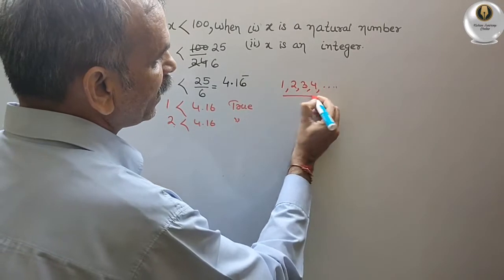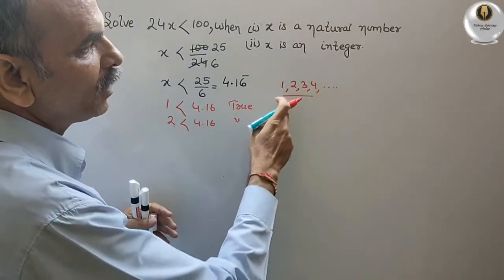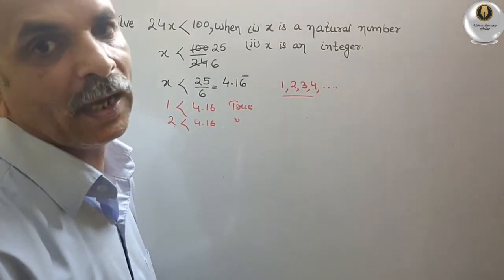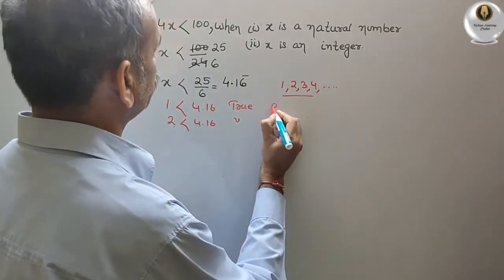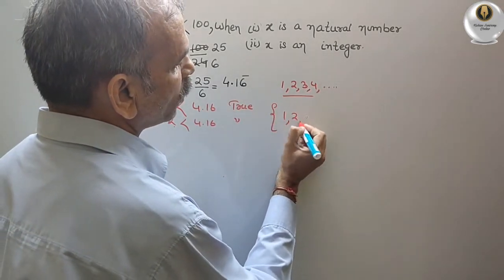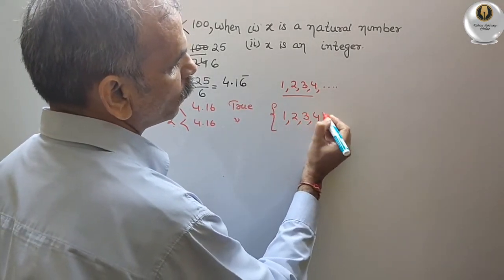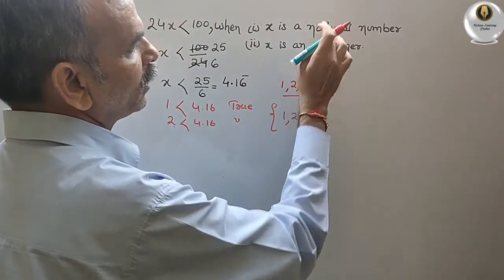Therefore, what will we take as natural numbers? 1, 2, 3 and 4. Therefore, your solution should be what? 1, 2, 3, 4 is your solution for natural numbers.